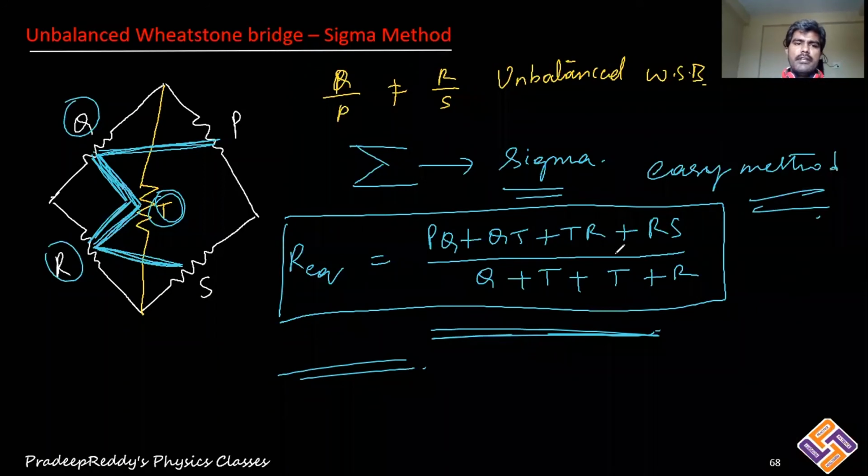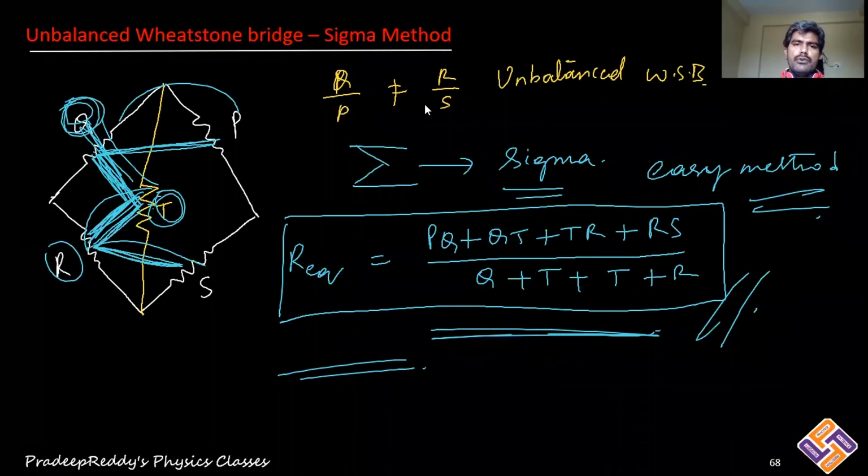But don't get confused with this. If you solve 3 or 4 problems using this method, you will get habituated to it, or else you will be mistaken, just like how I made a mistake in the denominator. So try to attempt 4 or 5 questions in this sigma method. Simply start from here: PQ plus QT plus TR plus RS. And in the denominator, start from Q: Q plus T plus T plus R. That gives you the effective equivalent resistance of the unbalanced Wheatstone bridge.